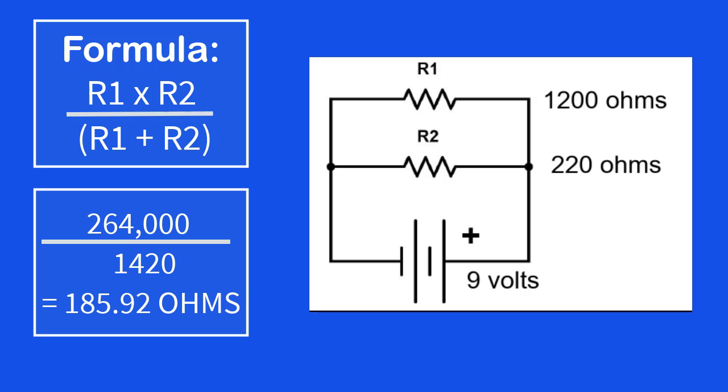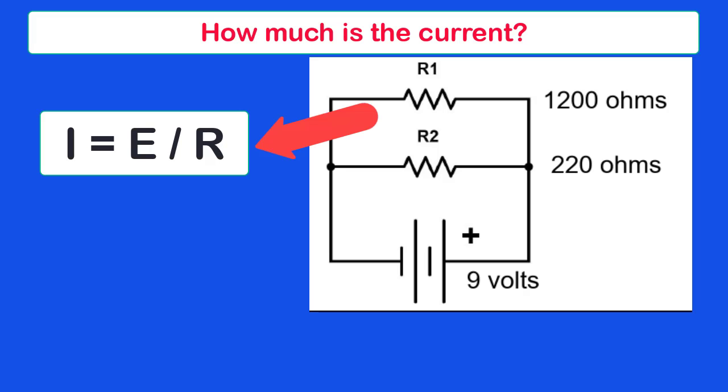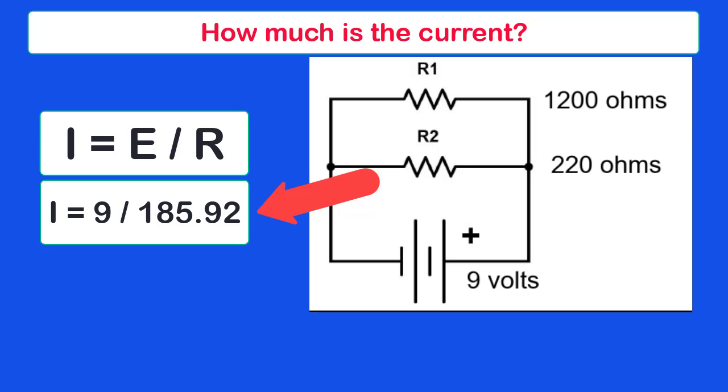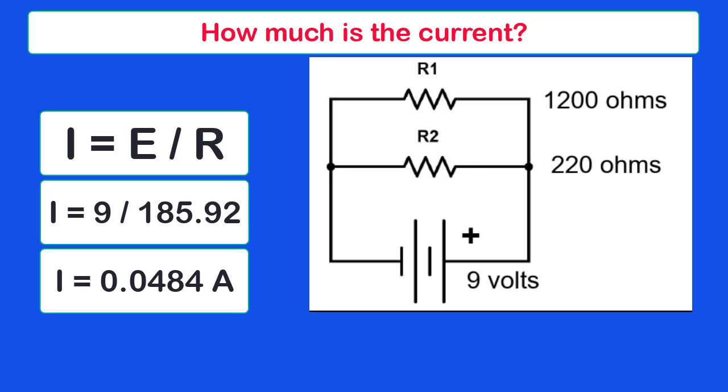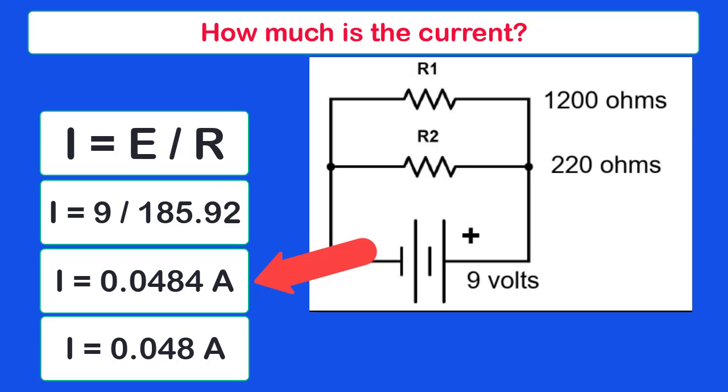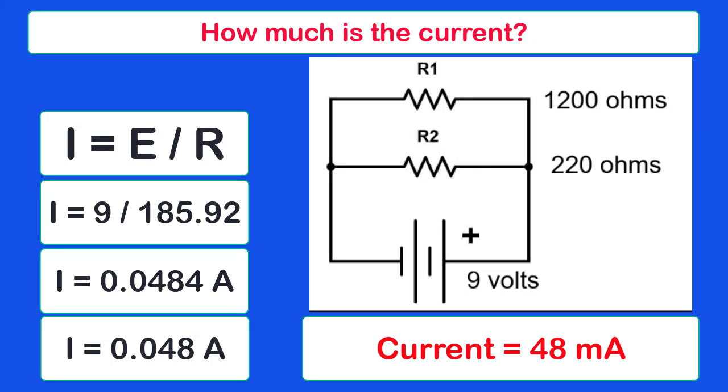How much is the current in this circuit? I equals E divided by R. I equals 9 divided by 185.92. Therefore, I equals 0.0484 amps, or rounding, we get 0.048 amps, or we can say 48 milliamps.